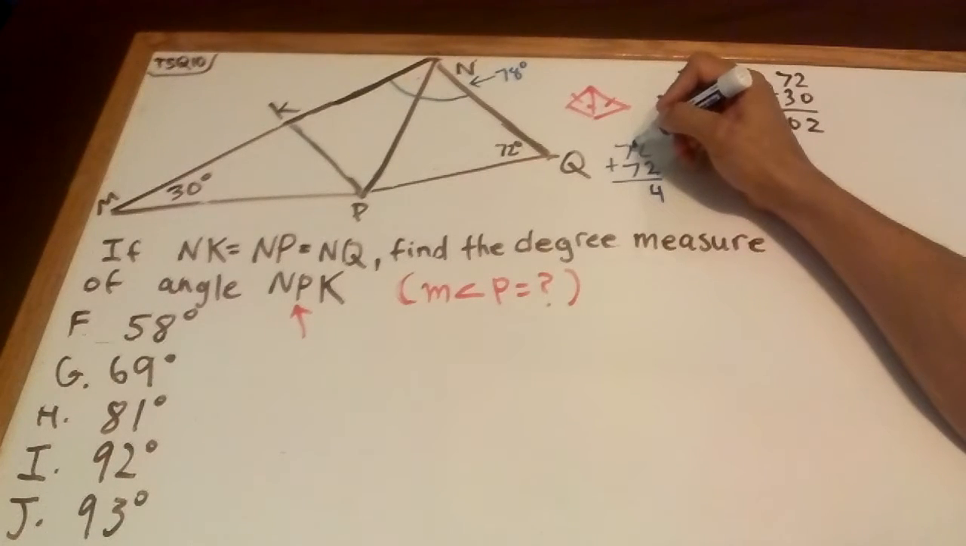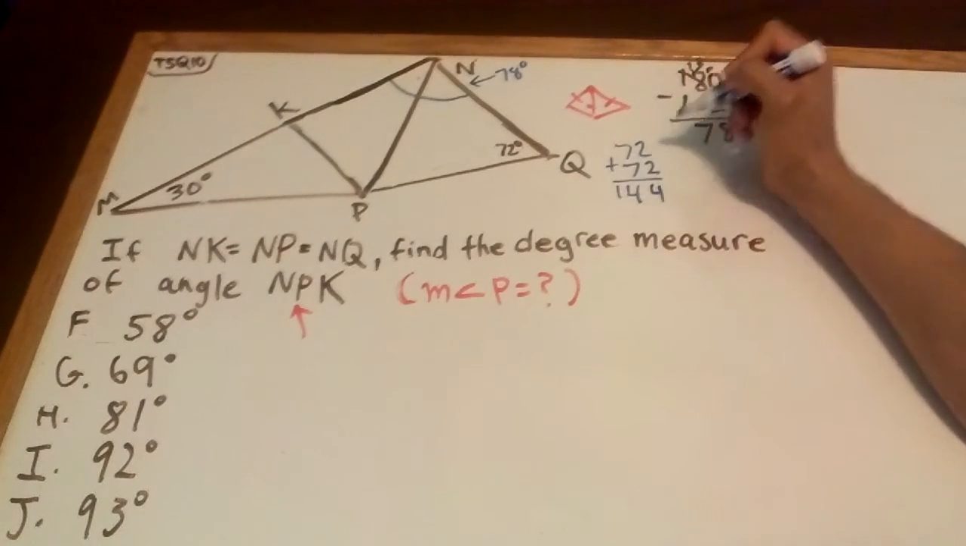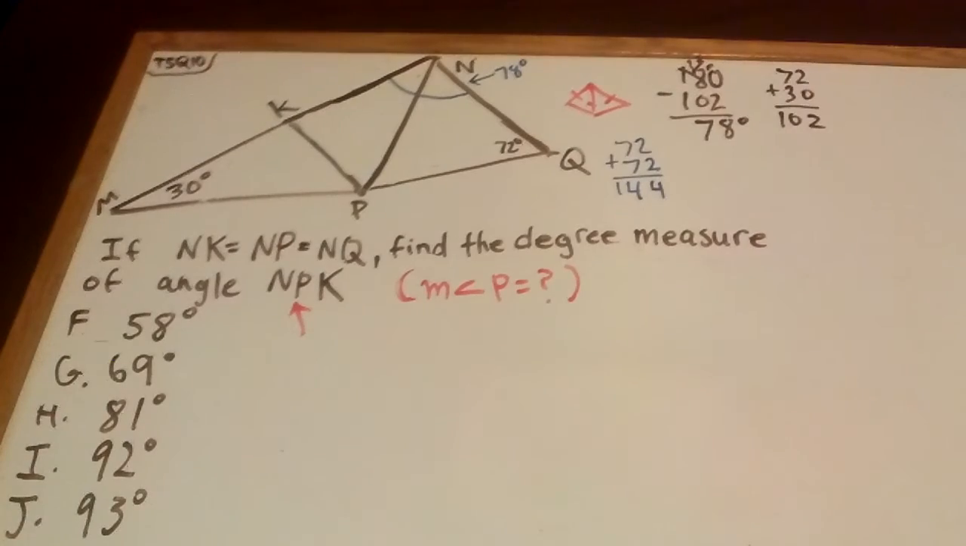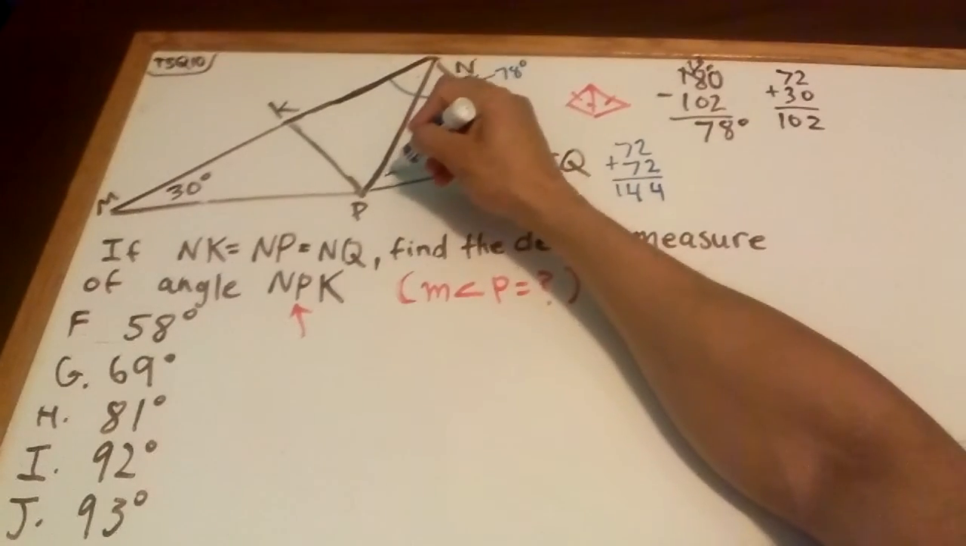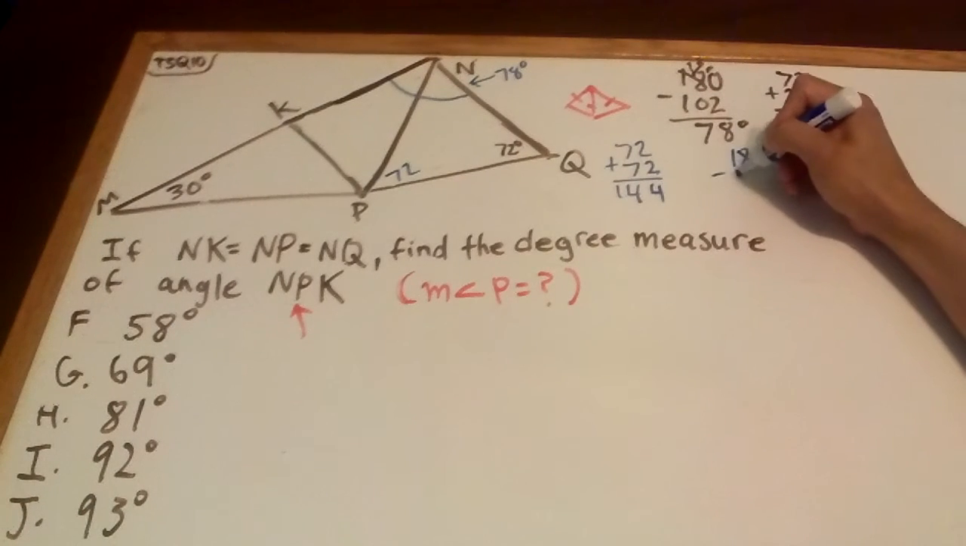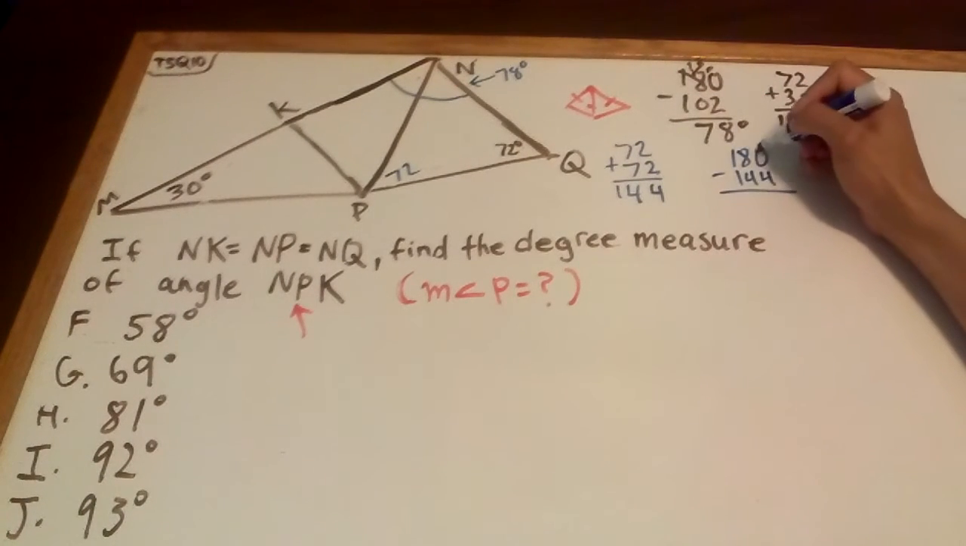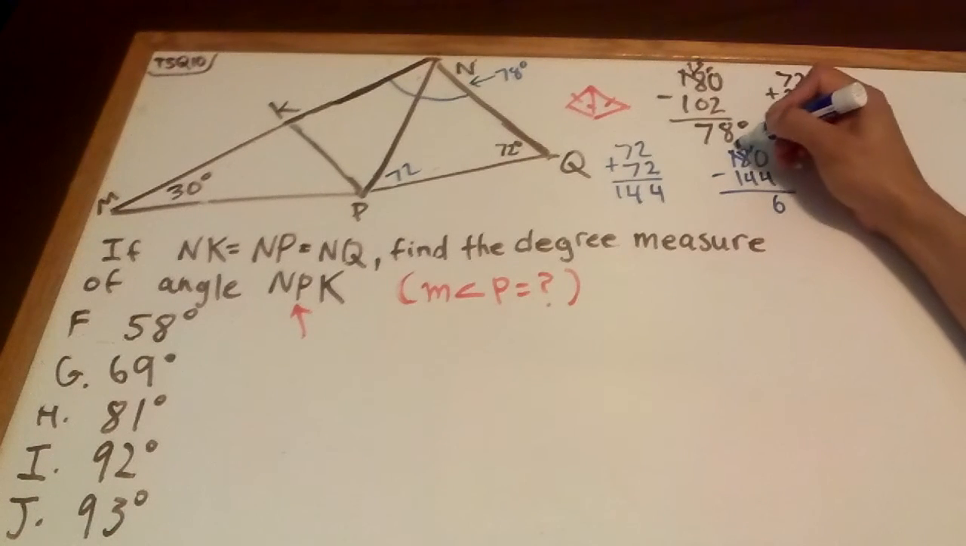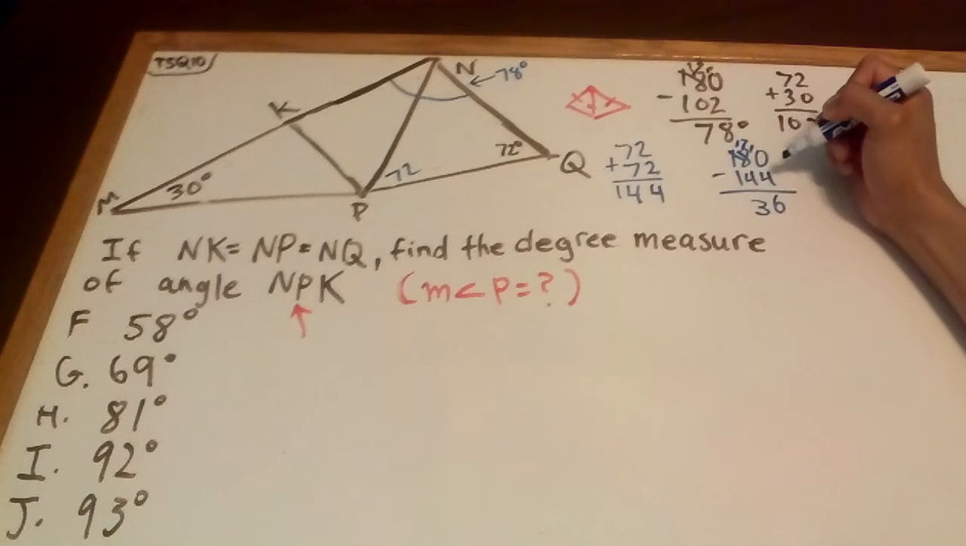And let's see. Yes, 7 plus 7, 14. We get 144. Alright, so this one's 72. And then we do 180 minus 144. And here we make this a 10. 10 take away 4 is 6. Make this a 17. 17 take away 14 is 3.